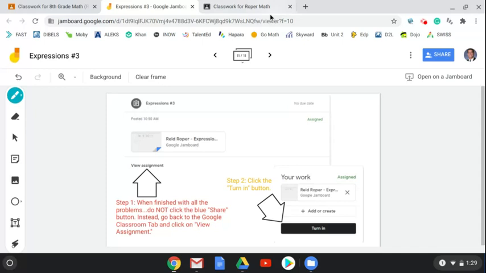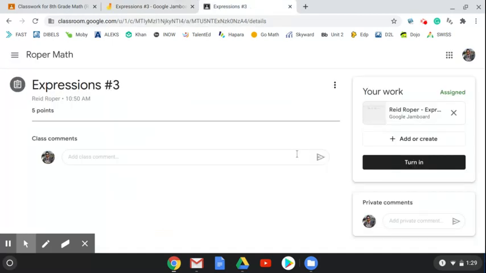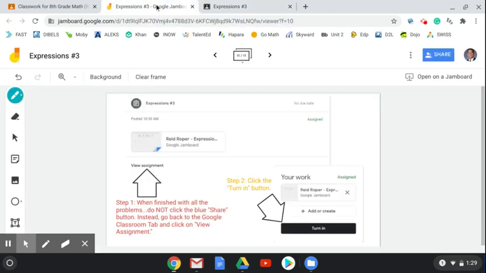Then step 2 says click the Turn In button. I have an arrow right here to the Turn In button. That's how you will turn this in once you are done with all of the problems. So click Turn In, and it will basically ask, are you sure? And you'll click Turn In again, and that will tell me that you have turned in the expressions number 3 assignment.